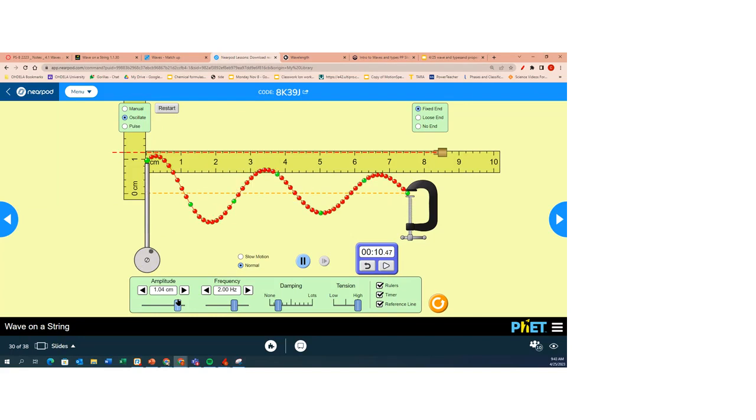So here I've got 1 centimeter. You can see that the height of this is 1 centimeter, right? At the top highest part or the lowest part, and that's 2 waves per second. So that's how this works out.